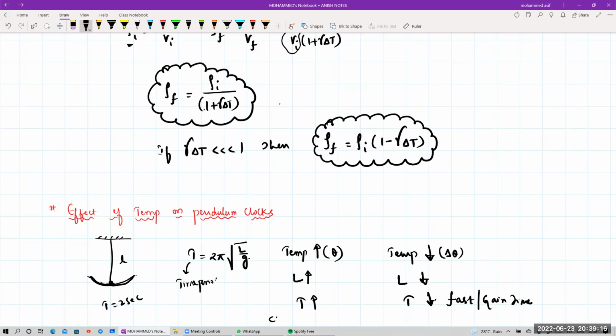So in this one, the clock becomes slow, or I can say it loses time. So I hope you got an idea when it will lose the time. It's very important. And when it will gain the time.